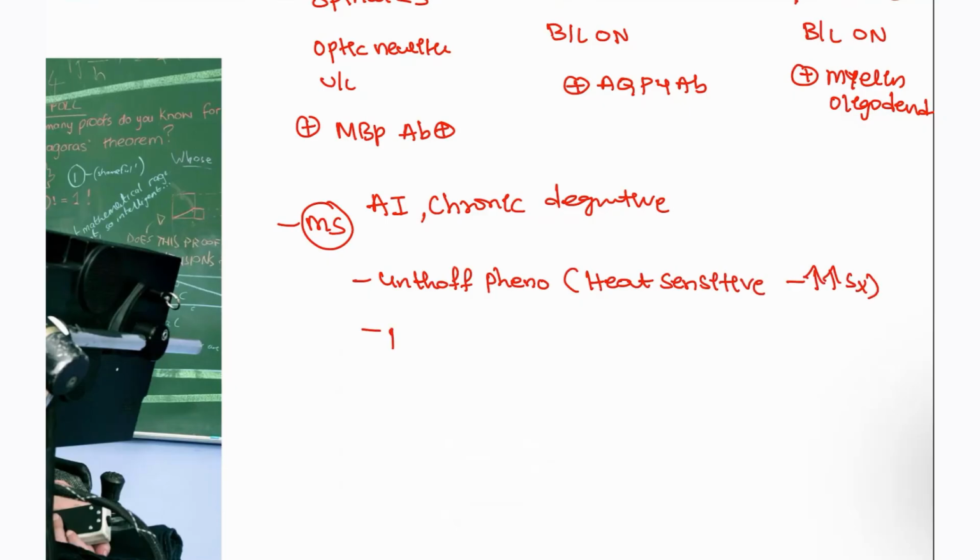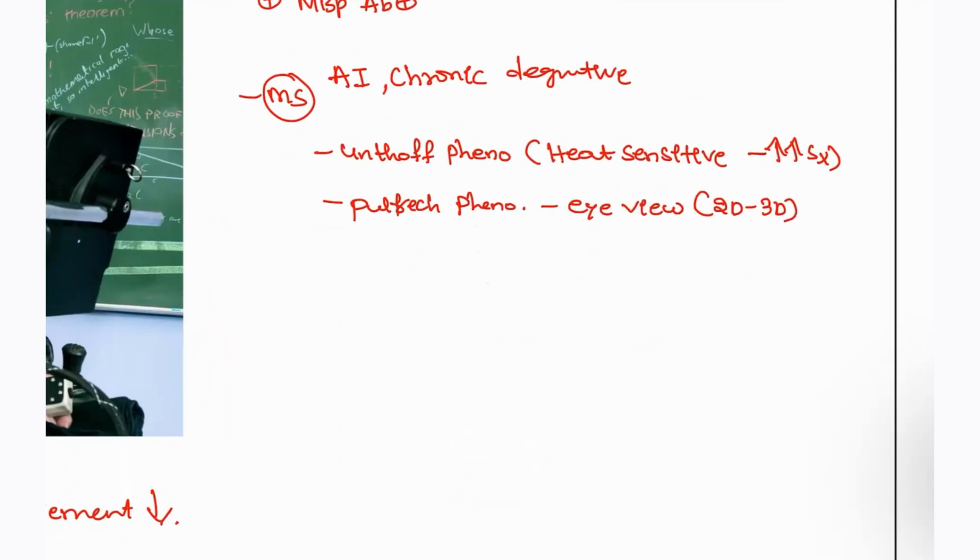Next, Pulfrich phenomenon. What does the Pulfrich phenomenon mean? The eye view will be 2D or 3D; without the glasses, they can see 2D or 3D. And what is the clinical criteria? The clinical criteria that we are going to use here is the McDonald criteria in this patient.